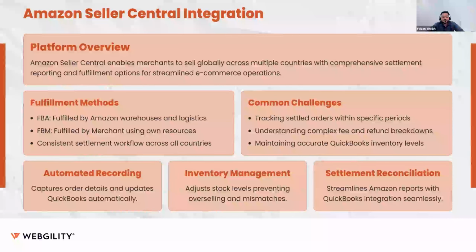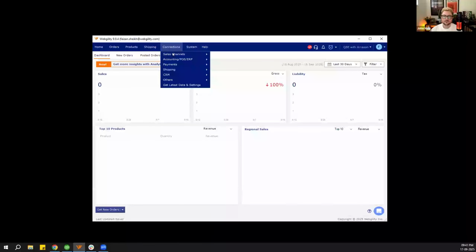Now I'm going to share my screen and walk you through the configuration part. I have requested you, John, to share my computer screen. There you go. Do you see the WebGility application? Not yet. Go ahead and share again. Okay, let me try it now. There you go. Okay, so you see my computer screen, right?